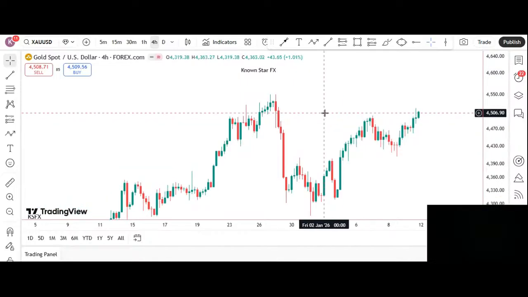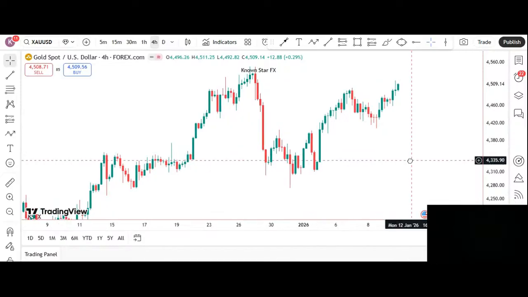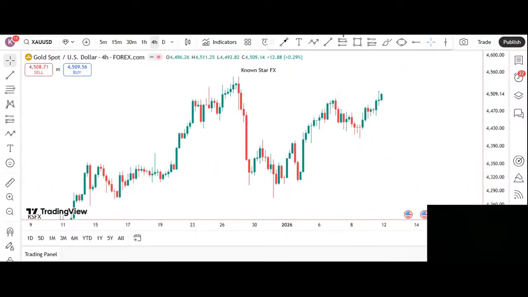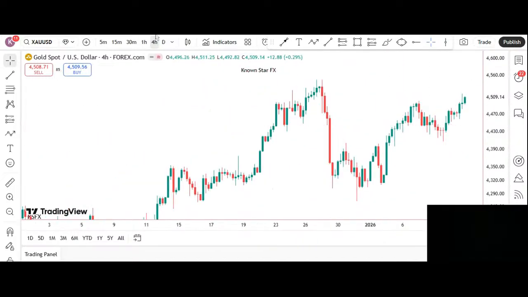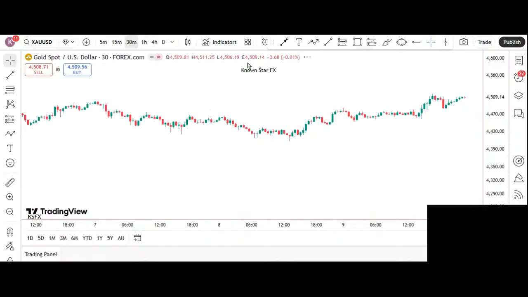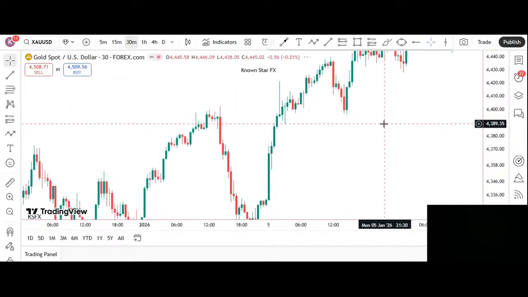So what do we have to do? Which levels can you see right here? Okay, so we have significant resistance and support levels right here. And we just have to mark them out. Those are the levels we have to be trading from. And just like I was saying the other time, let me go to the 30 minutes to show you something quickly.